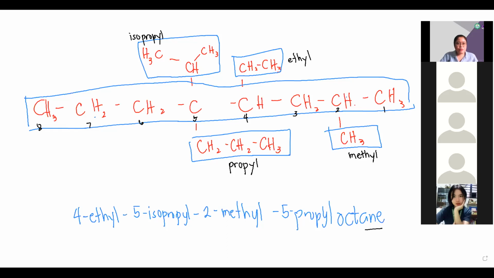It's confusing why we start on the right. No, it depends on the substituent. Why did we start on the right here? Tell me if anyone doesn't understand Bisaya. Why did we start on the right? Because if we start on the right, our first substituent is on carbon number 2. And that is the rule, right? You start carbon number 1 on the side where the substituent has the lowest number. So it's carbon number 2.